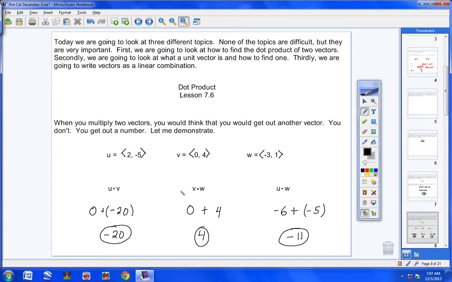That's how you multiply 2 vectors together, or more specifically, to use the proper terminology, that's how you find the dot product of 2 vectors. Okay, and we're going to use that later on. It's very important you know how to do this. We're going to use this when we start finding the angle between 2 vectors.